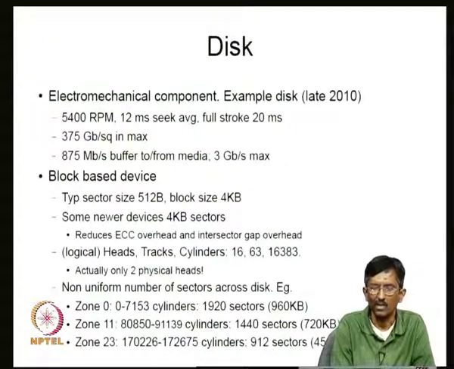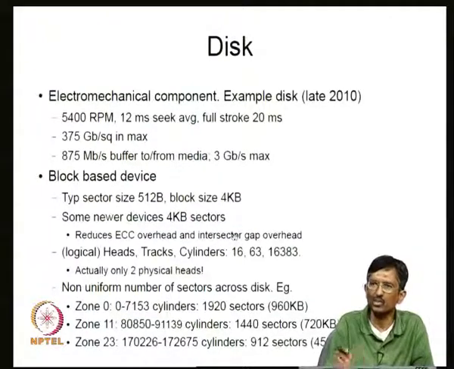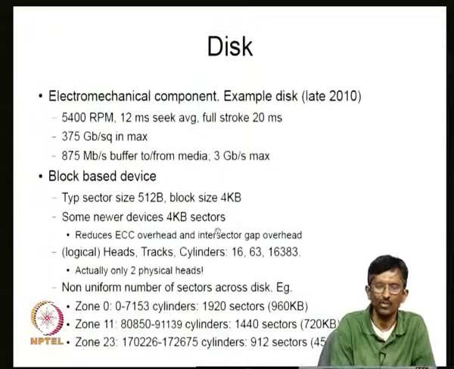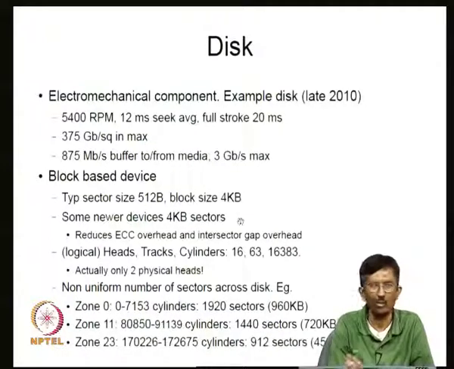sectors. Another thing it does is reduce what is called intersector gap overhead. If you look at a track, after the completion of every sector there are some markers, so that you can position the head. You need to know where the sector ends and where the next sector begins. There are specific markers on the disk, and that is where the intersector gap is. So the more sectors, the more gap has to be kept, and that also eats into the space. If you go with bigger sector size, it reduces that overhead also.